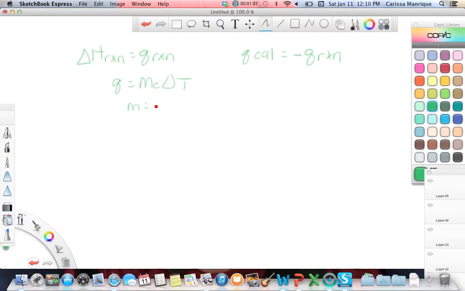Q is MC delta T. M is mass in grams. C is going to be the calorimeter specific heat, so how much energy it'll take to change that temperature. So we'll say it's a constant. And delta T is just T final minus T initial, so it's your temperature change. And so once you solve this, you would get Q of the calorimeter, change the sign to get Q of the reaction, which will give you delta H.